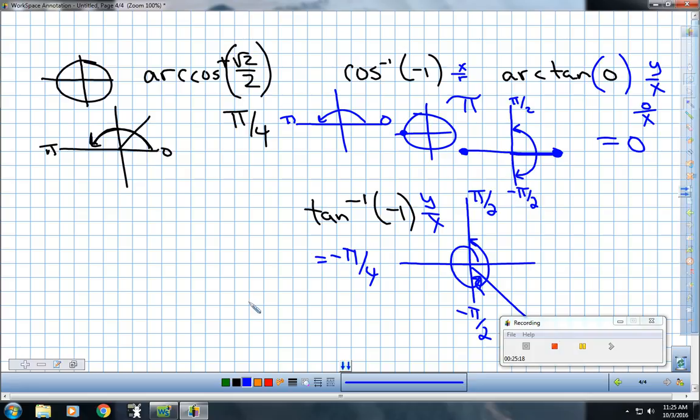There were a handful of people that said 7 pi over 4 earlier today too, because the coterminal angle to that would be 7 pi over 4, because that's pi over 4 away from 2 pi, right? But the inverse tangent curve is only defined from negative pi over 2 to pi over 2. Does that make sense? Okay, all right, we're on a roll.